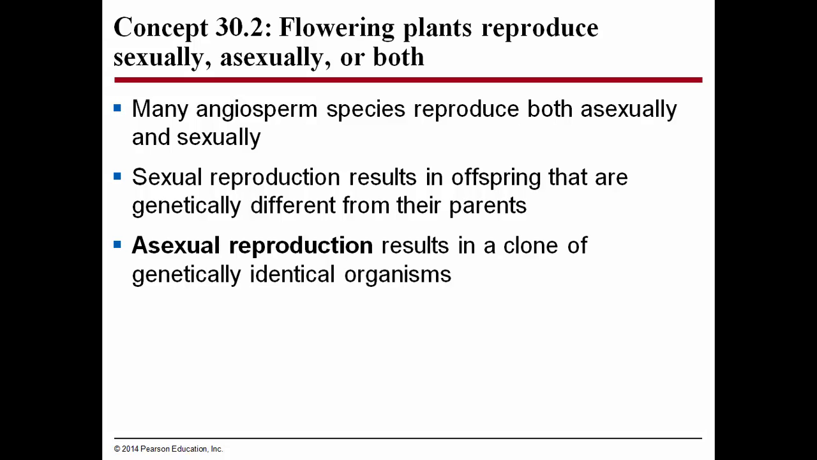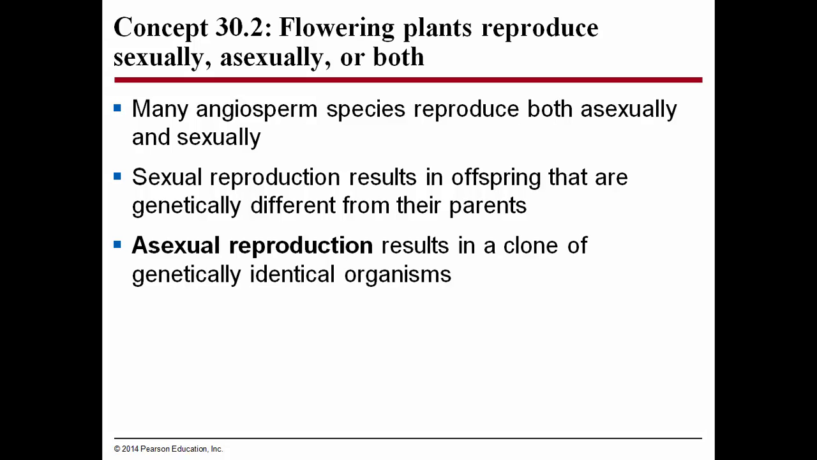Flowering plants reproduce sexually, asexually, or both. Many angiosperm species reproduce both sexually and asexually. Sexual reproduction results in offspring that are genetically different from their parents. Asexual reproduction results in a clone of identical organisms. So these are two different ways. The advantage of sexual reproduction is you get genetic diversity, and that can adapt to all kinds of different conditions that are unforeseen in the future. And asexual reproduction is basically cloning or creating identical individuals, which is an advantage if conditions are stable, but it's not an advantage if conditions change.